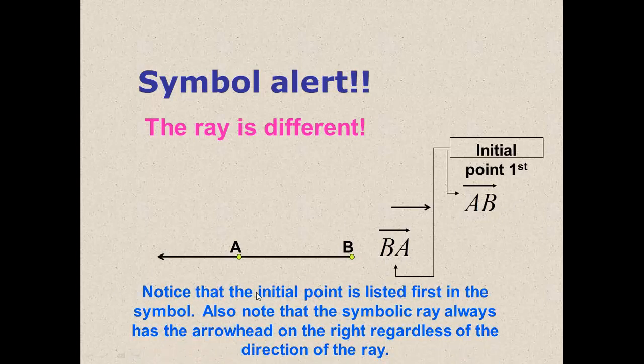Note that the initial point is listed first in the symbol. Also note that the symbol for a ray always has an arrowhead on the right, regardless of the direction of the ray. Okay.